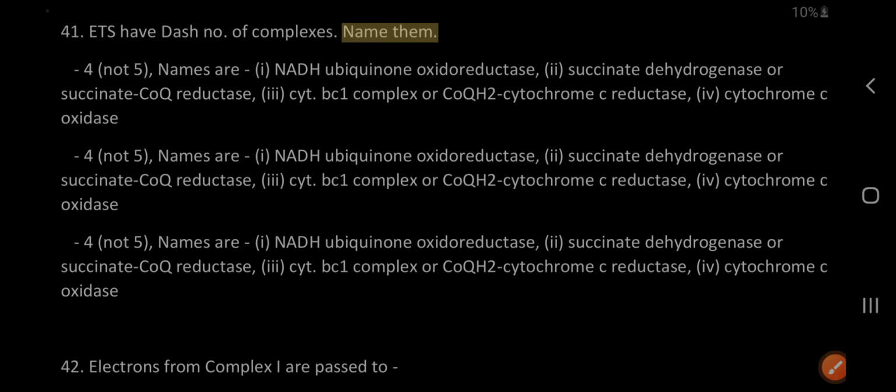4, not 5. Names are I. NADH ubiquinone oxidoreductase, II. Succinate dehydrogenase or succinate CoQ reductase, III. Cytochrome bc1 complex or CoQ-cytochrome c reductase, IV. Cytochrome c oxidase.